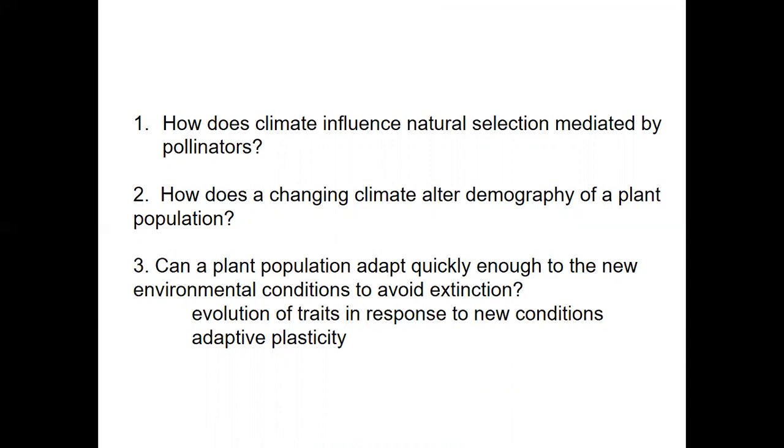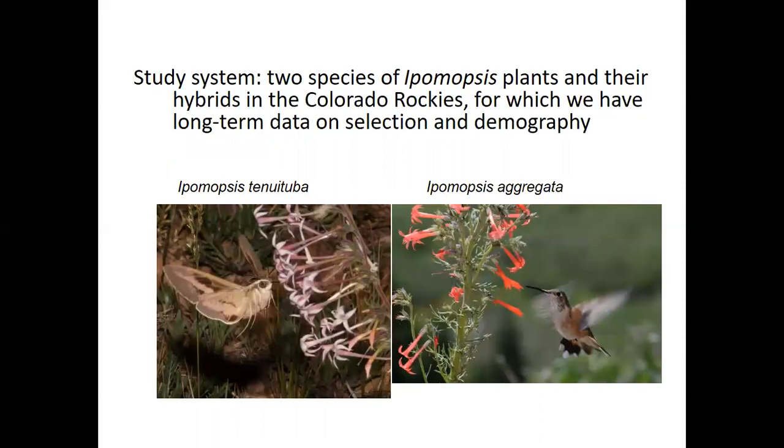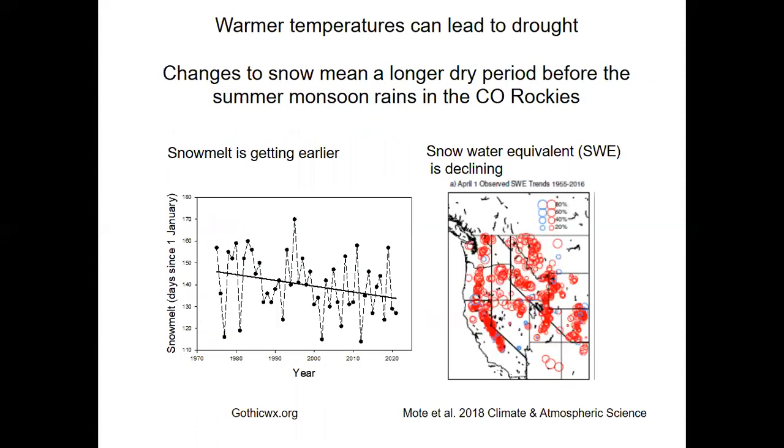And this last topic of plasticity is where I'm going to bring in a little bit of material on analyzing multivariate data that will be very relevant to what we're going to do with the data sets for this workshop. So the study system is two species of plants in the genus Ipomopsis, and they're hybrids in the Rocky Mountains, particularly in Colorado, for which we have some long-term data on natural selection and demography.